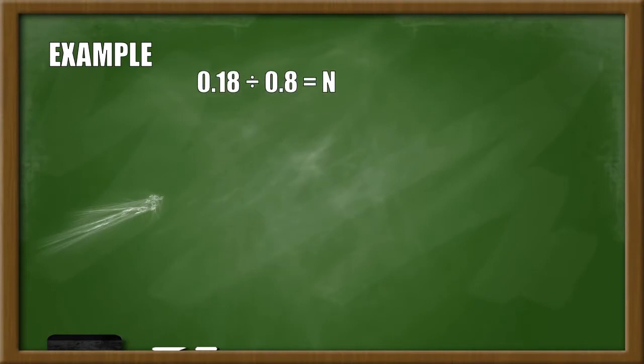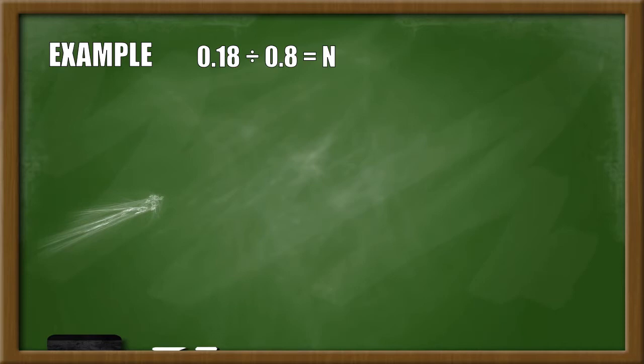Example. 0.18 or 18 hundredths divided by 8 tenths or 0.8 equals n. So, according to the explanation, before we will divide, let us make the divisor a whole number. By the way, what is our divisor? Very good. The 0.8 or the 8 tenths. So what will we do? We will multiply the divisor by 10.